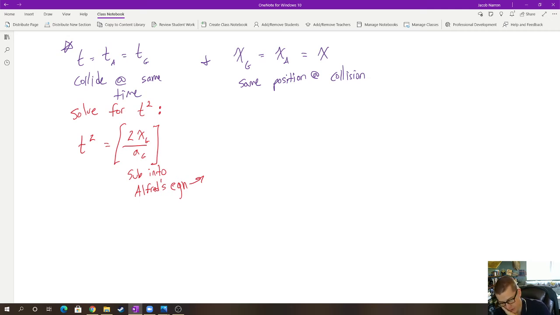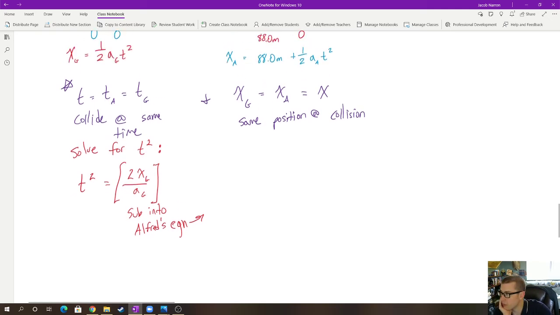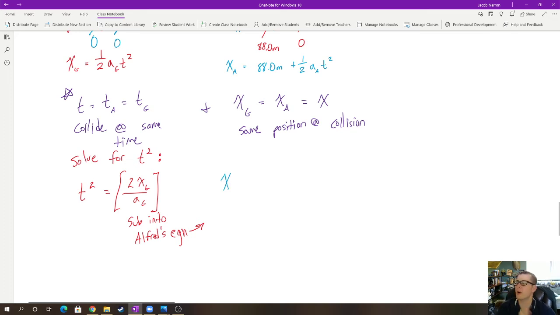So here we go. X Alfred is equal to 88.0 meters. See, I'm just carrying it down from above. I'm using that from above, but instead of writing t squared this time, I'm actually going to plug in what I just got from Alfred's equation. Okay, let me fix that because I messed up. There we go. Okay, x equals 88 plus 1/2 a times, now I can do my plug-in, 2xg over ag. There we go.